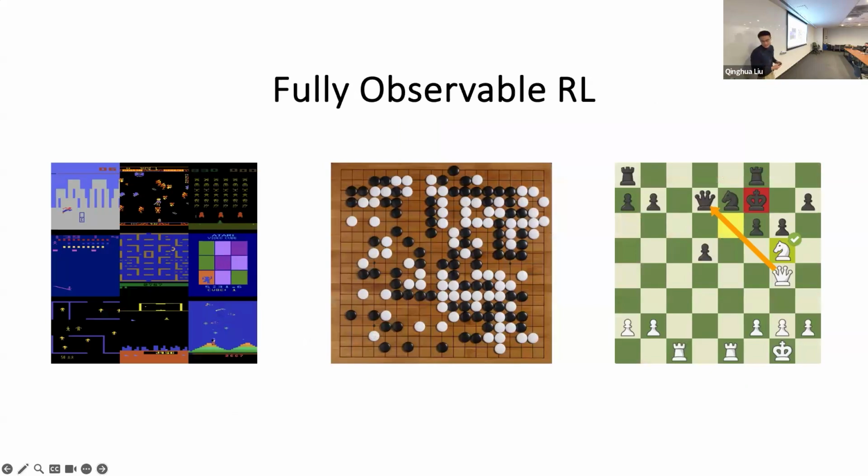And one way to classify different reinforcement learning tasks is based on how much information the agent can perceive from the environment. By using this criterion, we can roughly divide those reinforcement learning tasks into two categories. The first one is fully observable reinforcement learning. In these fully observable tasks, the agent or the learner can directly observe the ground truth state of the environment or the system. Examples are all kinds of Atari games, the game of chess, and the game of Go.